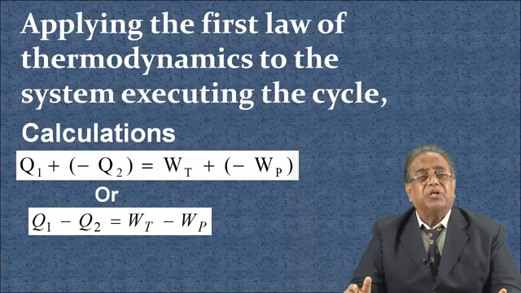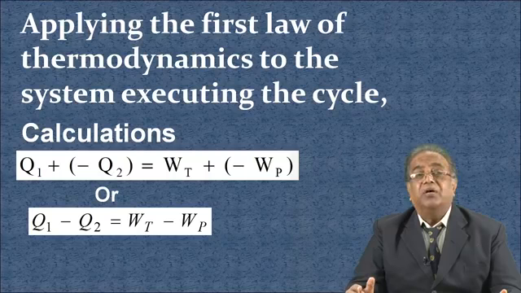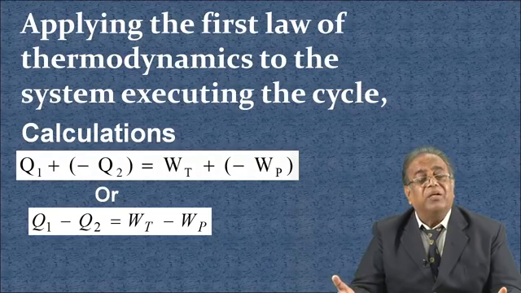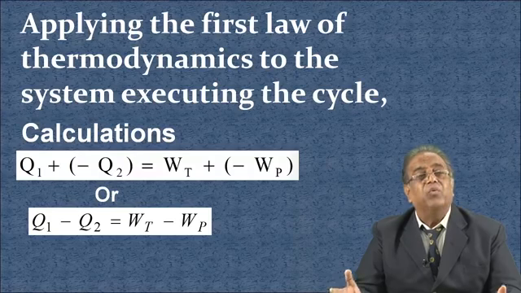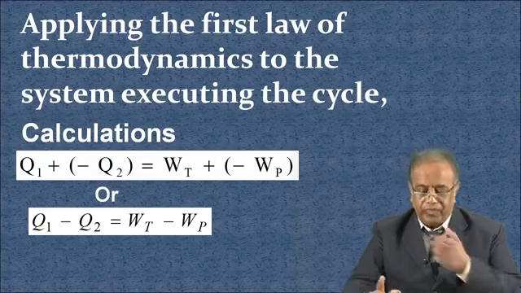Now this equation comes out from the first law of thermodynamics for a cyclic process, which says that the summation of Q is equal to the summation of W with proper sign convention.